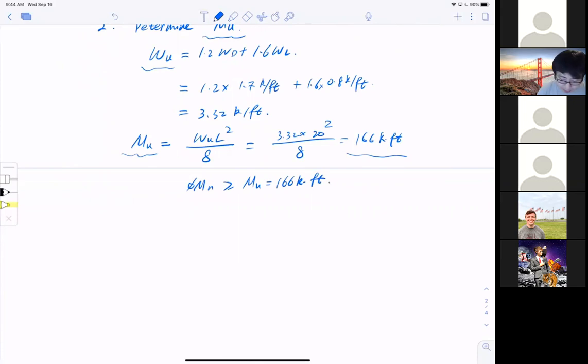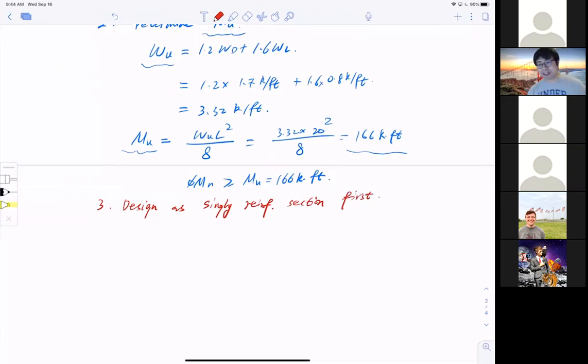All right, first step, design as a singly reinforced section first. Here's a trick. How are we going to design a singly reinforced section? Nothing is known, so I'm going to do this. This is something new.